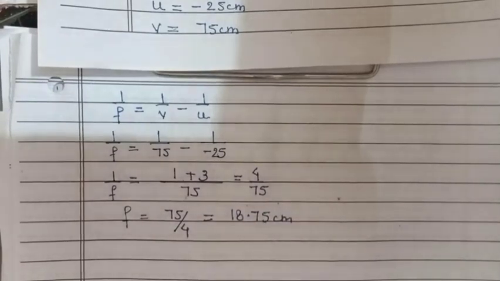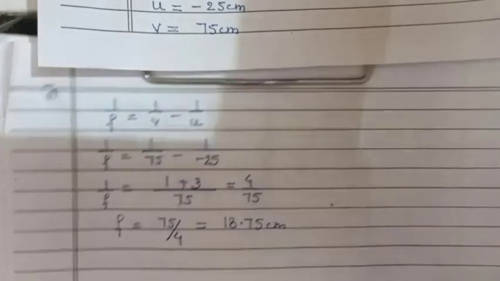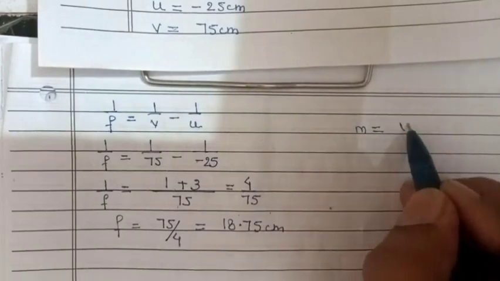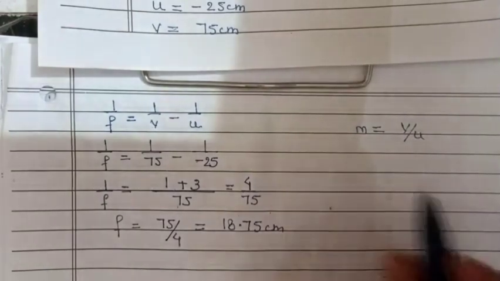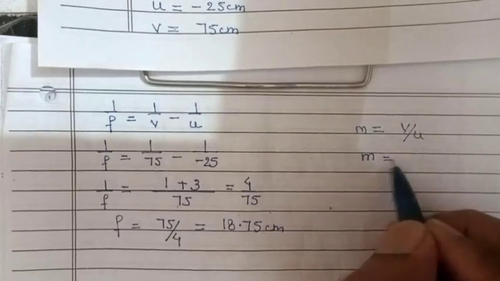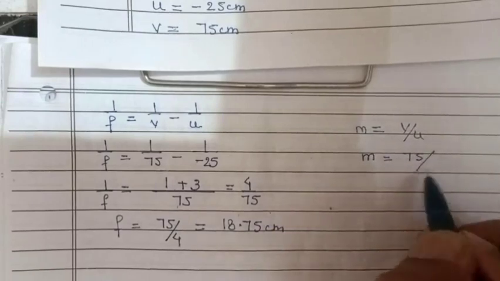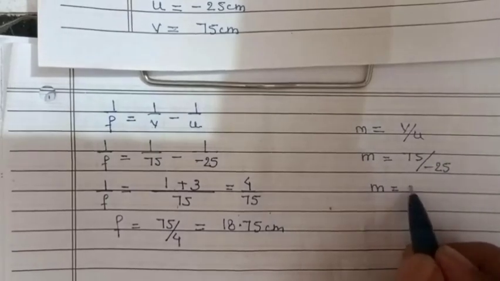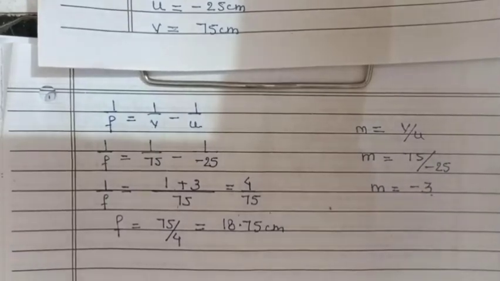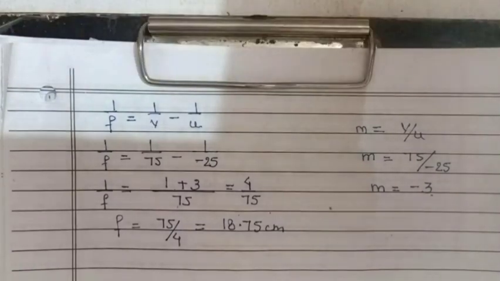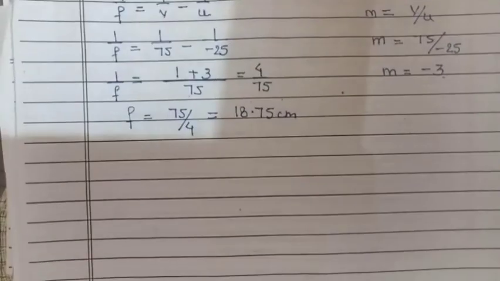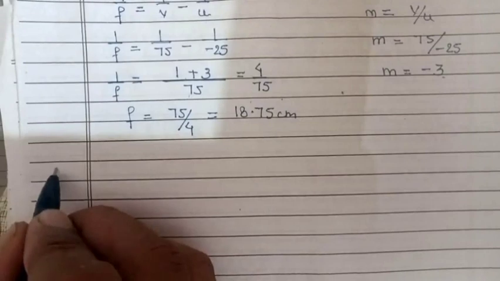In the second part, they have asked us to calculate the magnification. Formula for magnification is V by U. So here V is positive 75, U is negative 25. So magnification will be negative 3. This will be the magnification. So this was asked in the question. Okay, now moving on to the next question, that is question number 8.